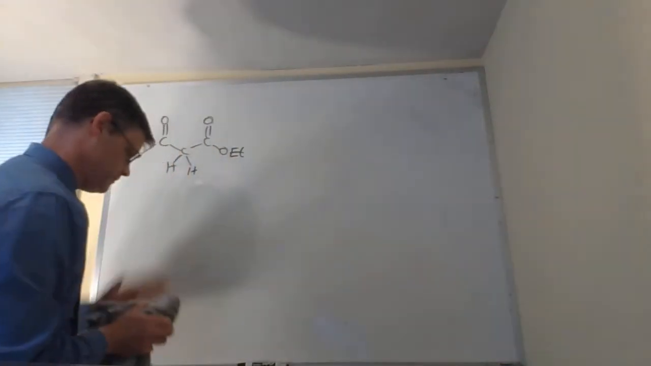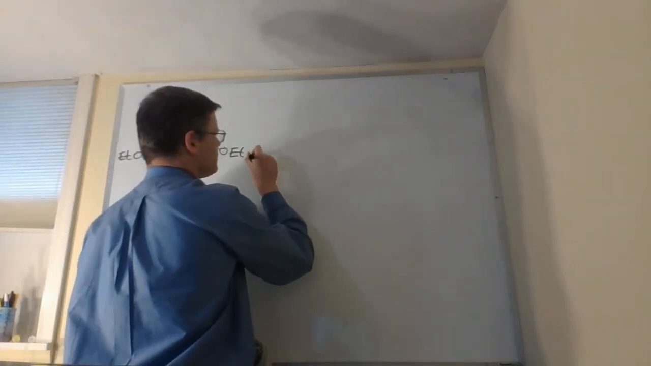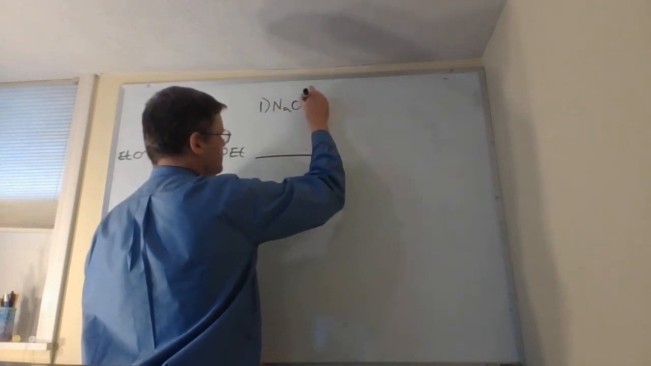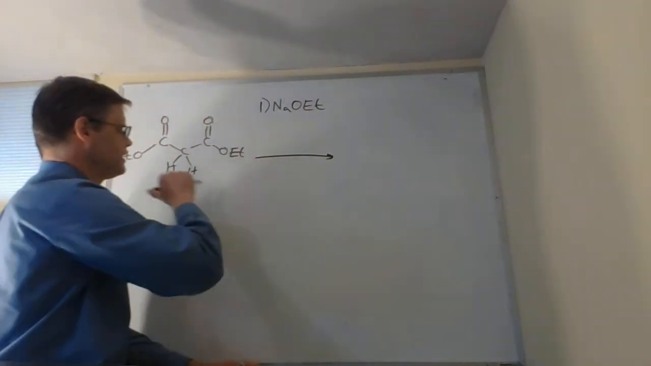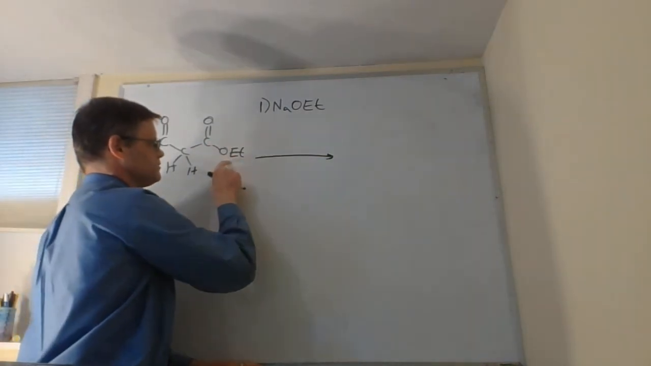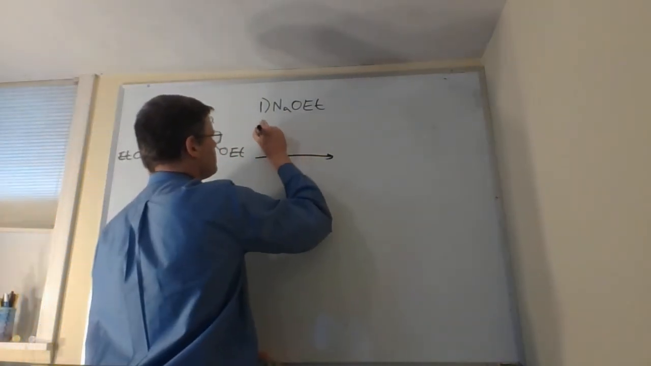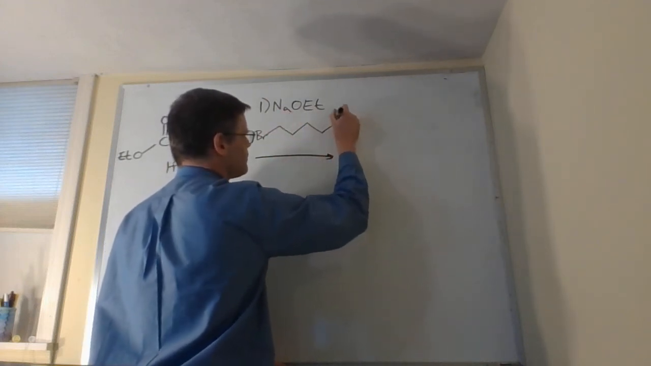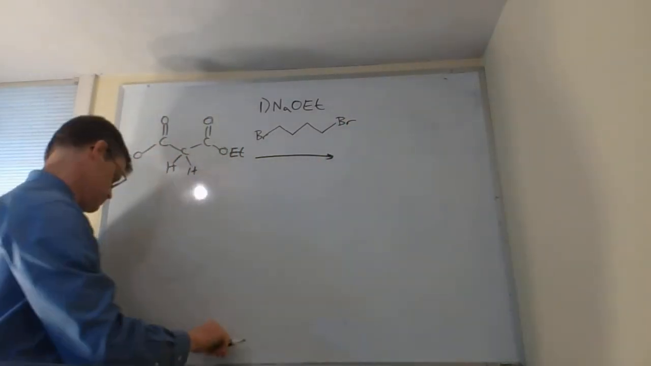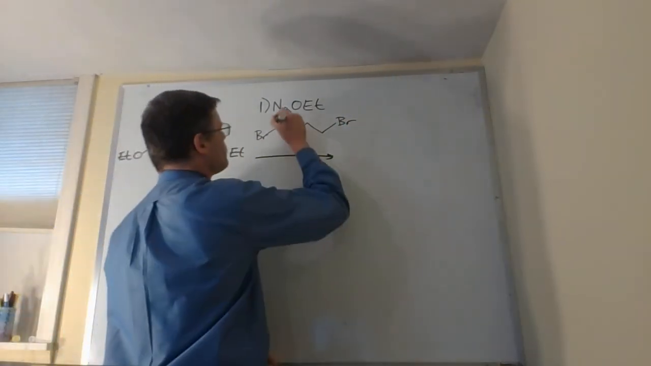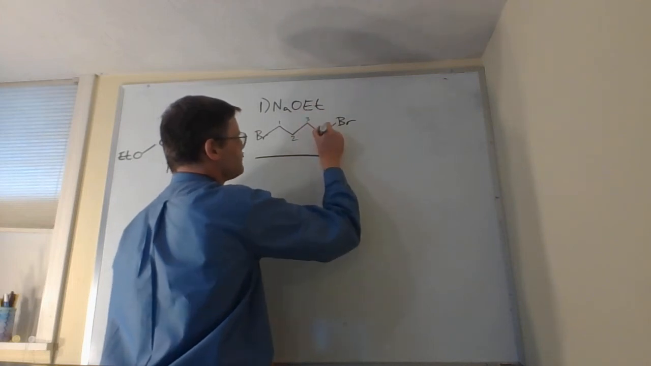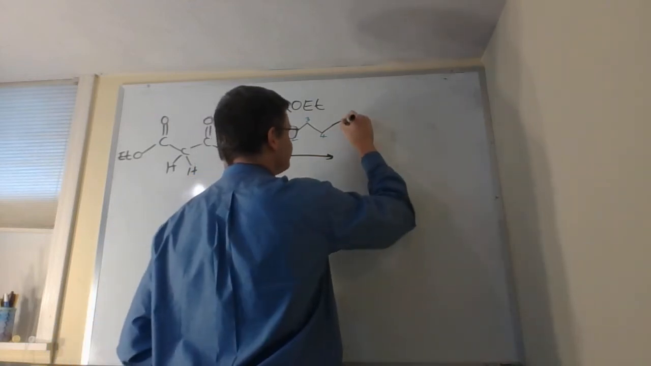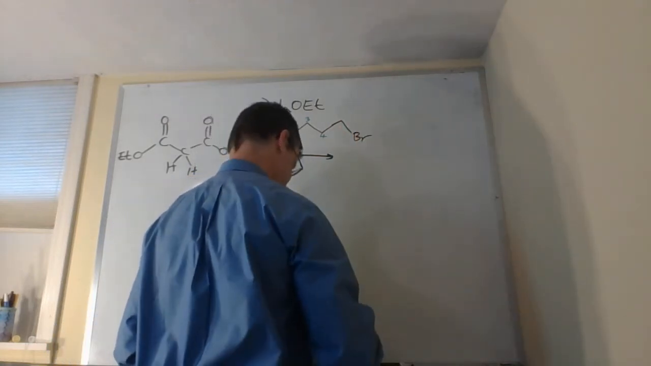Again, we're starting with diethyl malonate. We use sodium methoxide. Remember, we always want to match our base to the type of ester we have. And let's say we had 1, 2, 3, 4, 5. Remember that. 1, 2, 3, 4. Oops. I wanted 5 carbons. All right, 5.